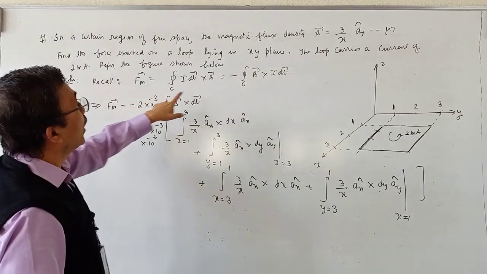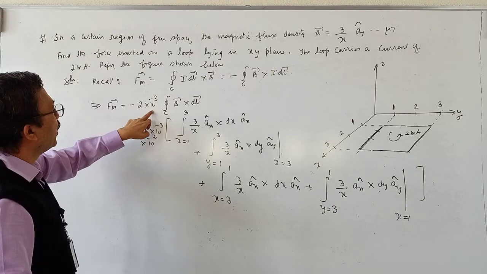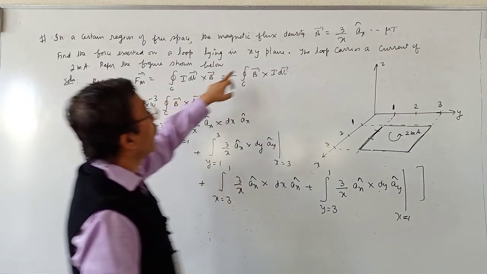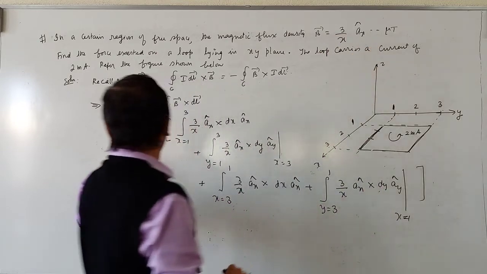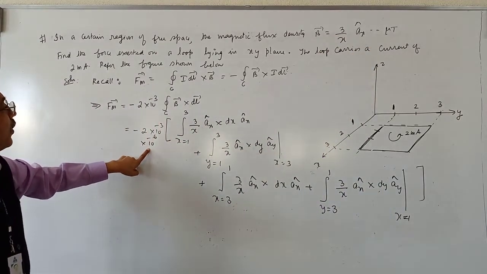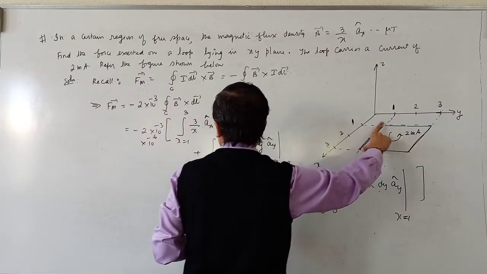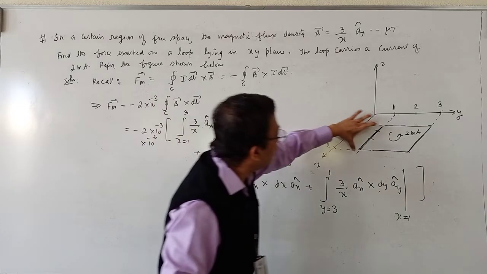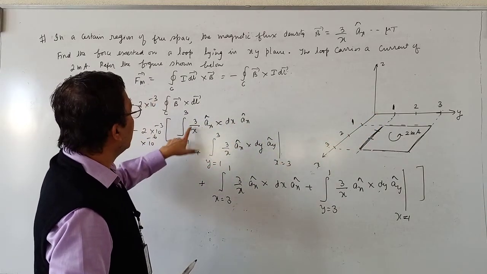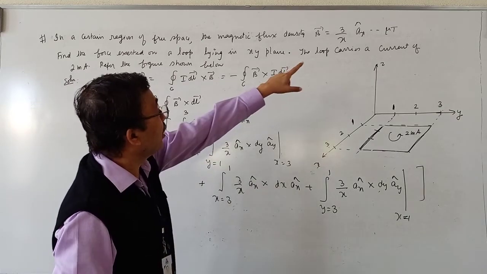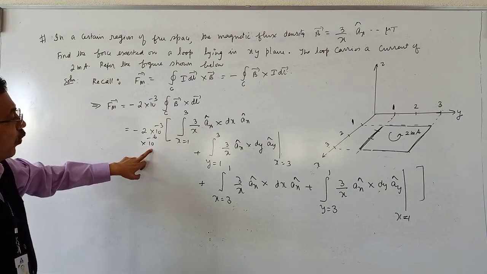What is I given? I is given as 2 milliamperes. Therefore, 2 into 10 to the power minus 3. The unit of vector B is microtesla. Therefore, I have taken this 10 to the power minus 6 factor over here. So, first I will take this path. This path is parallel to the x-axis. Therefore, for this path, what is vector dl? dx into ax cap. What is vector B? 3 by x into ax cap microtesla, because the 10 to the power minus 6 factor is already accounted for.